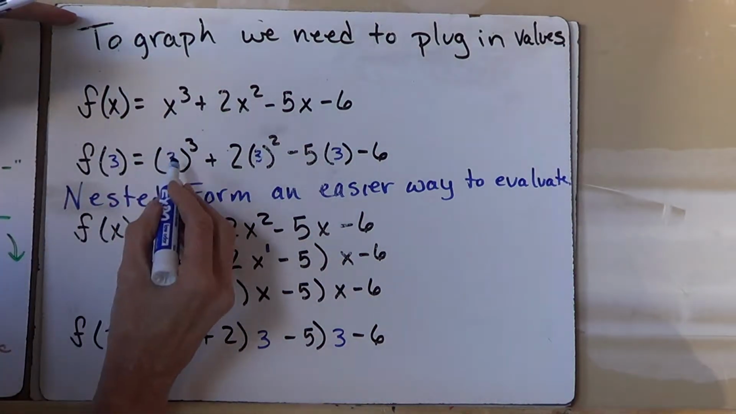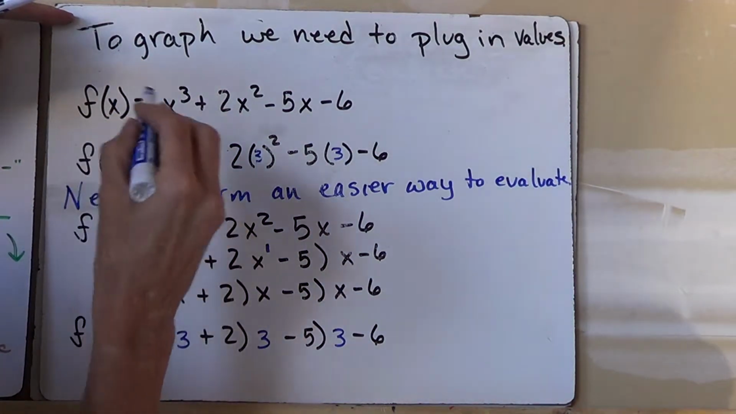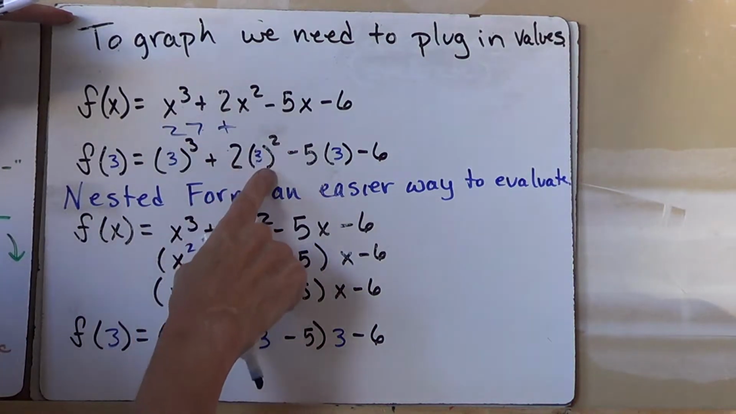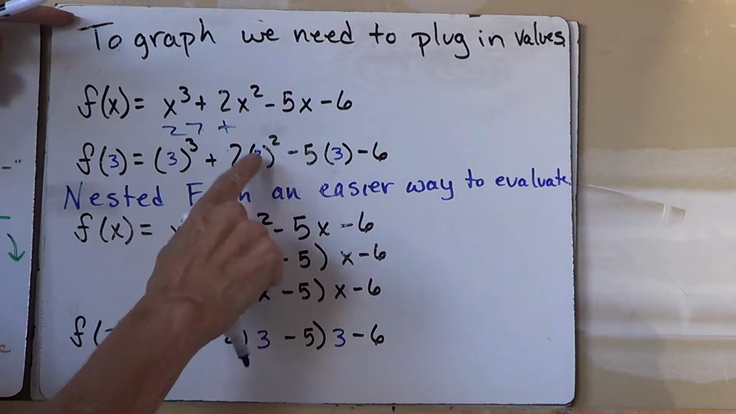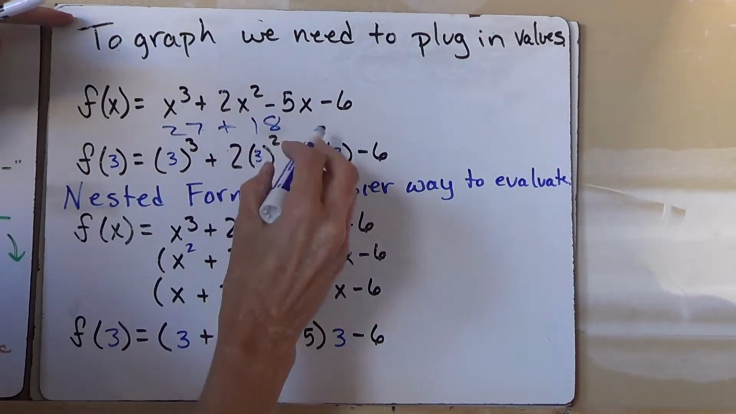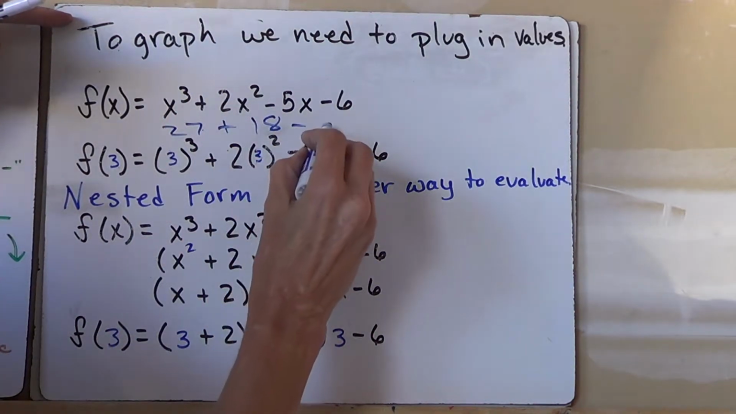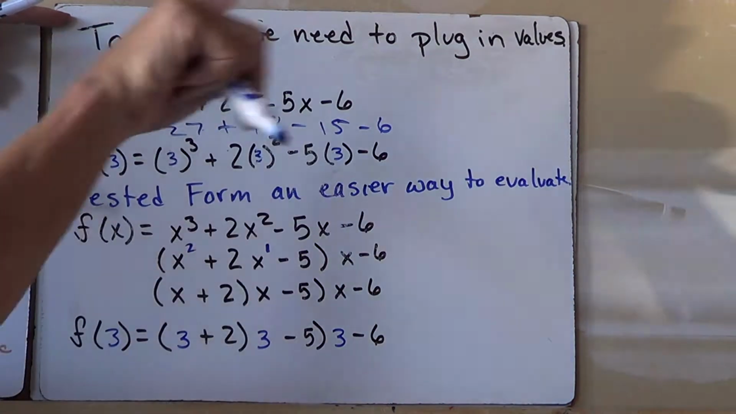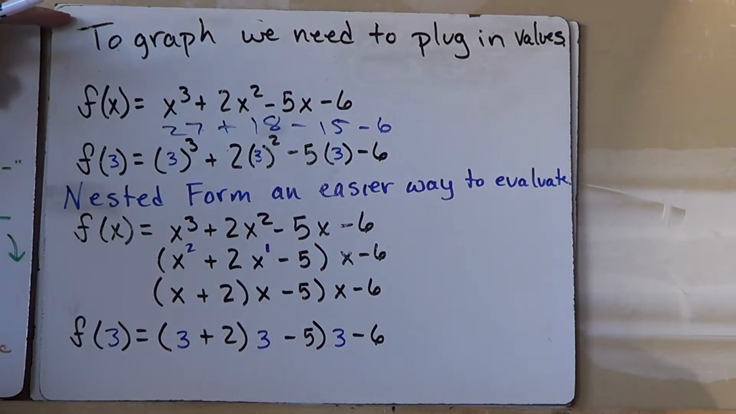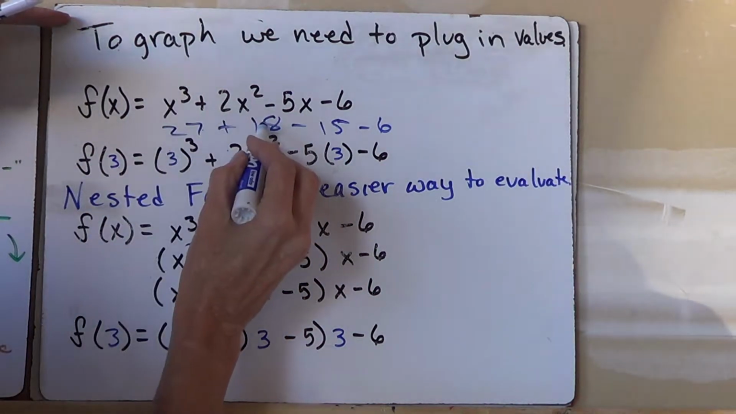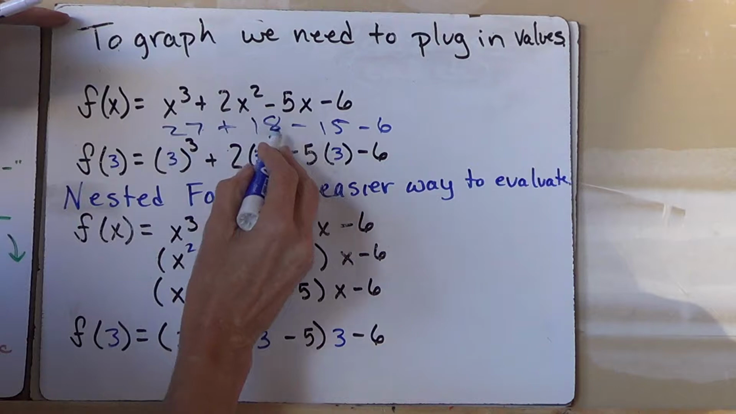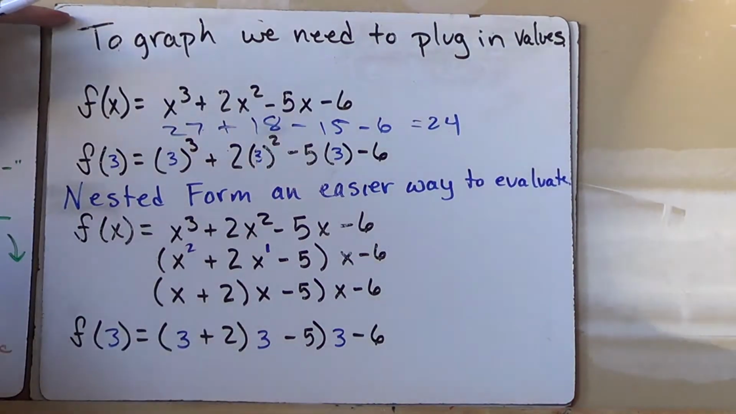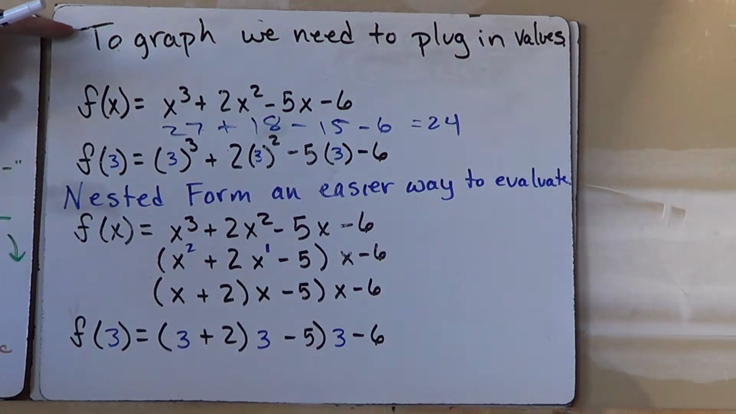But if I plug in the value of 3, I have to go 3 cubed. 3 times 3 times 3, that would be 27. Plus 3 squared is 9 times 2 is 18. Minus 5 times 3 is 15. Minus 6. Now, order of operations is to go left to right when you have add, subtract. So 27 plus 18 would be 45, minus 15, 30, minus 6 is 24. You can do it that way, but I want you to learn this other way as well.